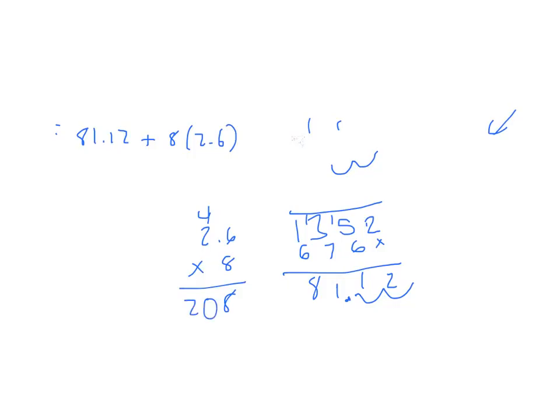208 is obviously not the right answer. There's a decimal I have to put somewhere. There's 1 here, so I got to put 1 there. 20.8. Does that make sense? Well, 8 times 3 would be 24. 8 times 2 would be 16. Somewhere in between 16 and 24 is 20. That makes a lot of sense. 81.12 plus 20.8. Now we just have our adding.